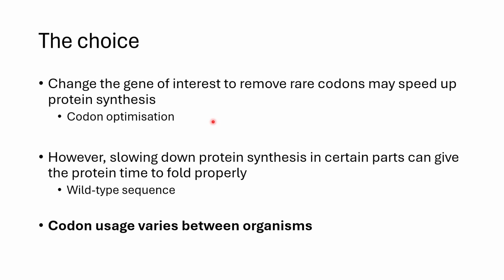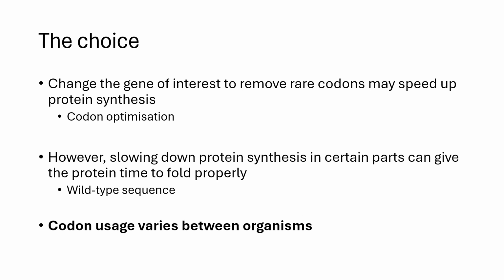However, the downside of that is that in your native organism, there might be rare codons being used kind of on purpose in specific parts to slow down protein synthesis to give the protein enough time to properly fold. And so then you might be tempted to use the wild type sequence to maintain these strategic slowdowns. However, codon usage varies between organisms, and these strategic slowdowns in the native organism might not be mirrored in your expression organism.